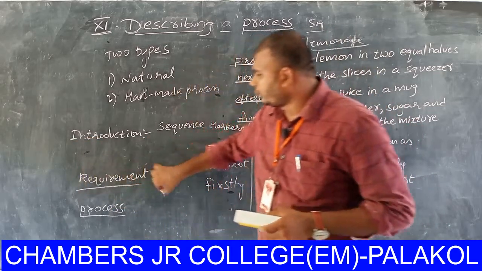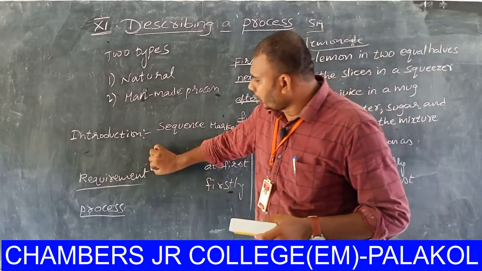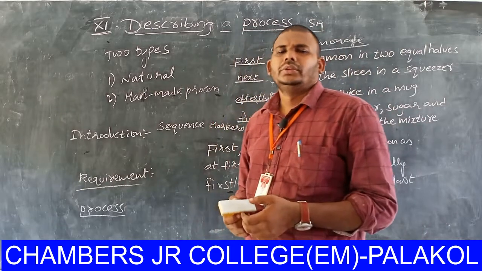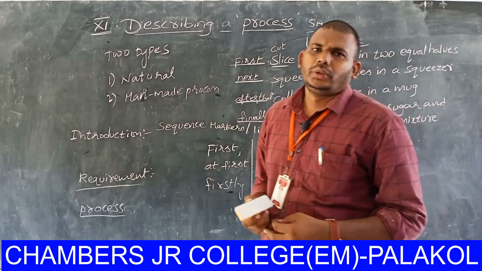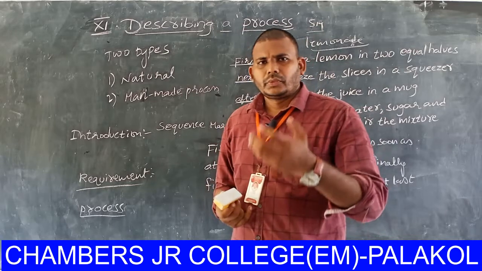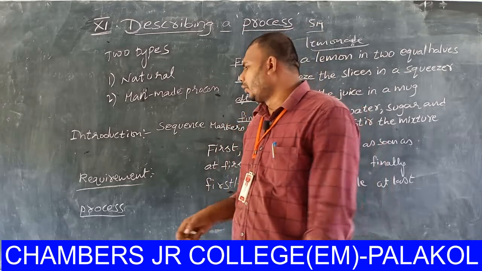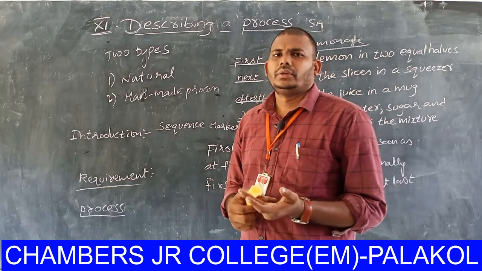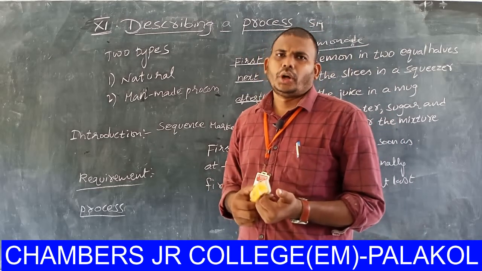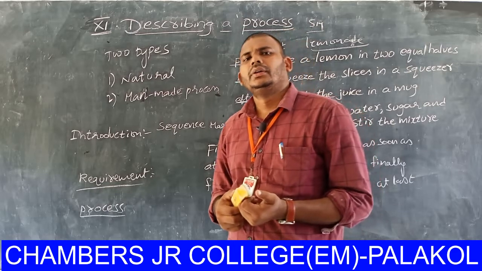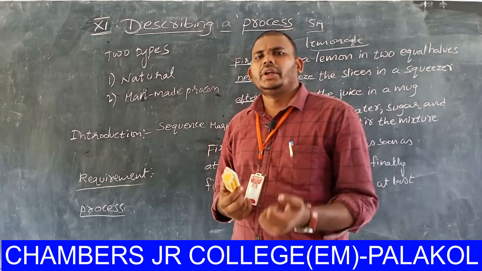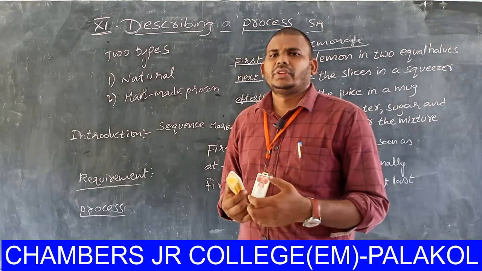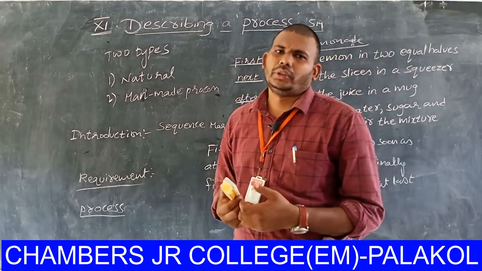Then we can use requirements. What are the ingredients? What are the materials we need for such a process? Here, for making tea, we need milk, sugar, tea powder, water, and for boiling water, we need a saucepan or a bowl. And after that, we need glasses to serve them.